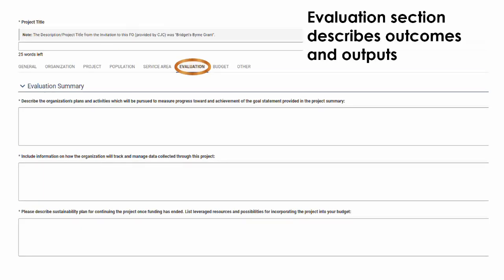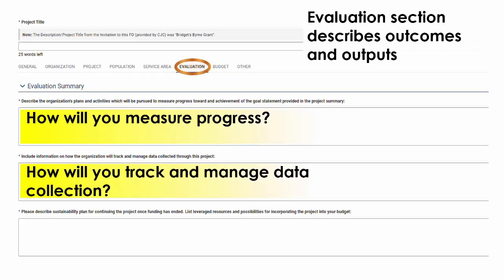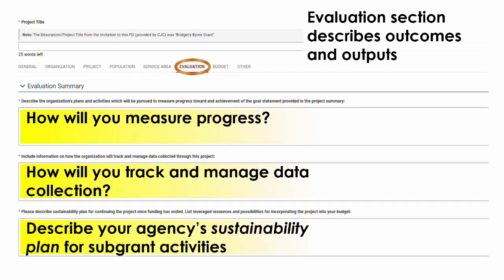The Evaluation tab has questions about how your agency plans to measure progress, how you will track and manage data, and how you plan to sustain this program if the funding runs out. This section is your opportunity to show how capable your agency is when it comes to documenting outcomes of grant funding and how you plan for the future.